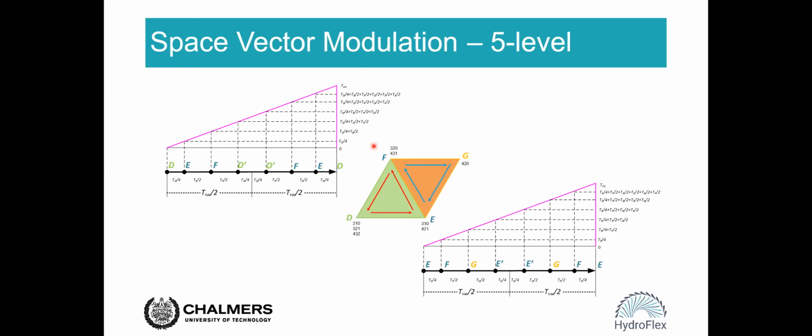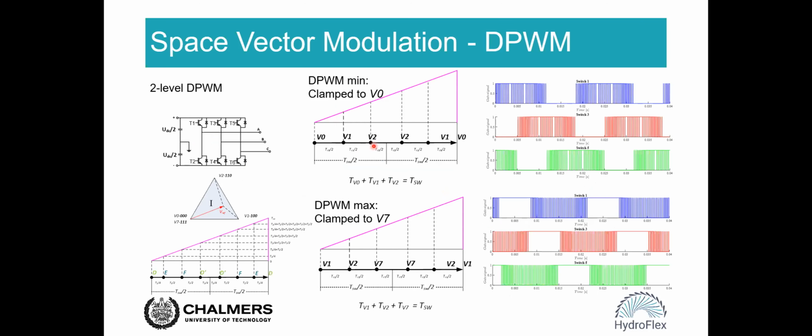So this is a typical space vector modulation for a multilevel converter. Then an interesting thing is called the discontinuous PWM. By using the discontinuous PWM, we can decrease the losses, especially the switching losses inside the converter.